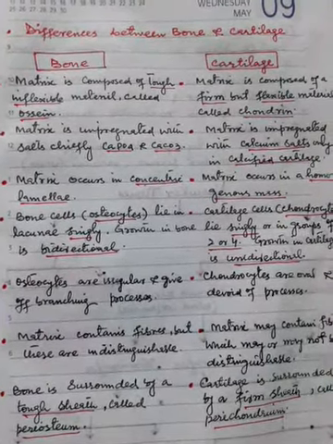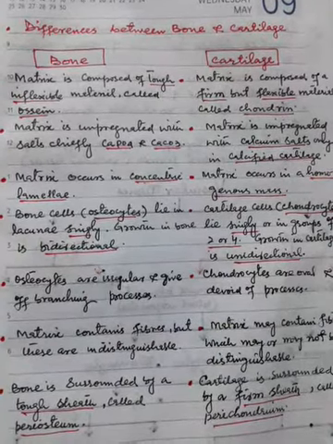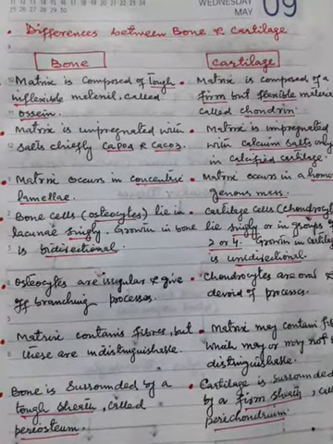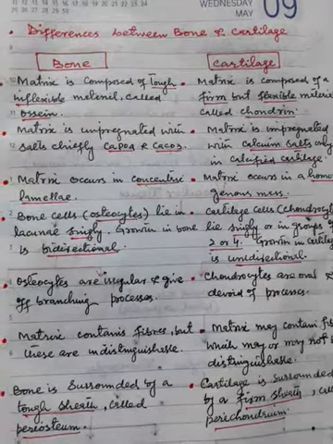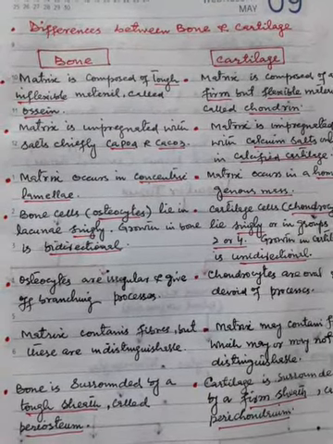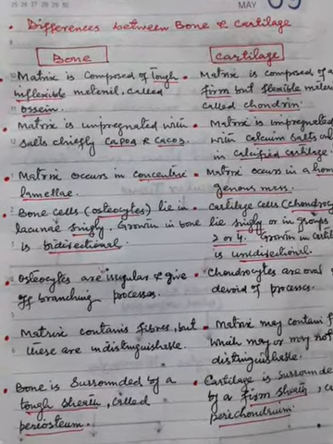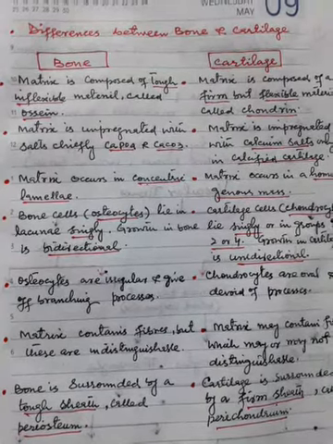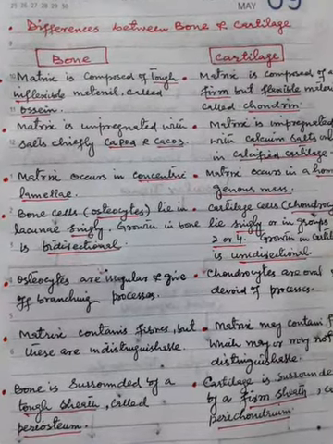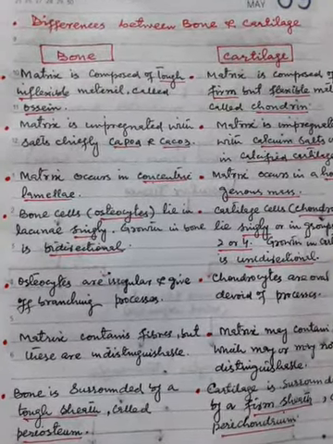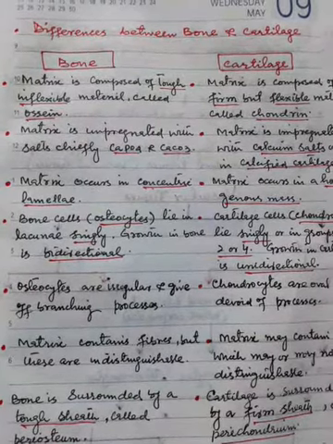Today our topic is the differences between bone and cartilage. This is from special connective tissue. The type is skeletal connective tissue. How can we differentiate between bone and cartilage?